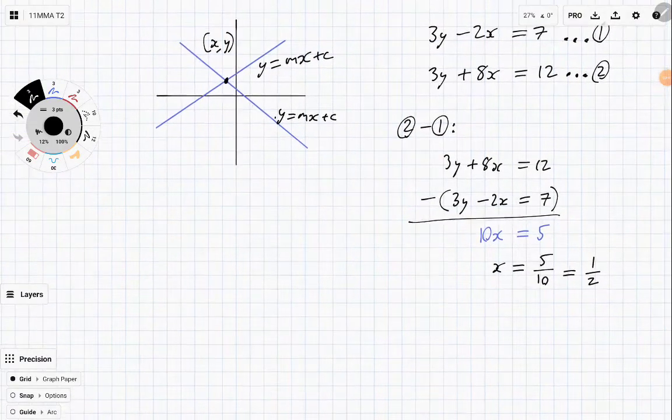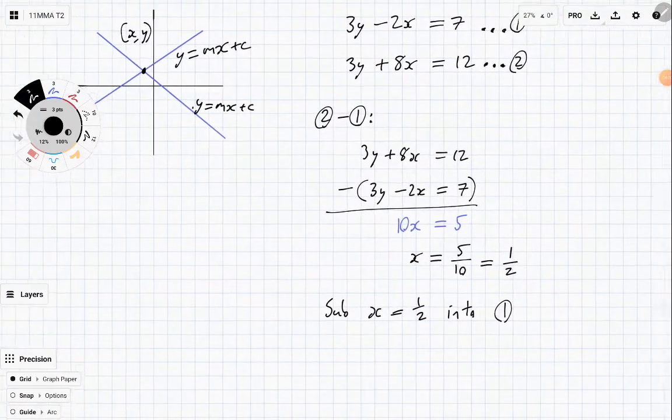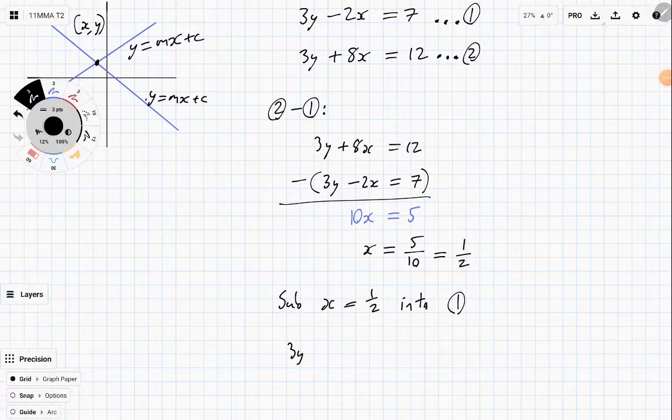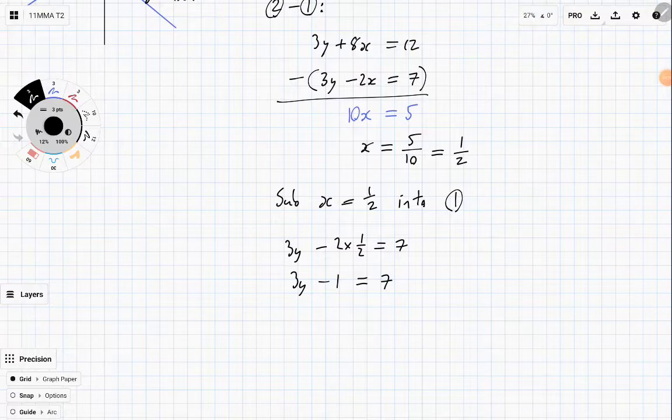So now that I've found x, I'm going to sub x equals a half into my favorite equation. I've got this equation and this equation, and I kind of like the look of equation 1. So let's sub it into 1. If I substitute it into 1, I get 3y minus 2 times a half equals 7. I get 3y, 2 times a half is just 1, minus 1 equals 7. Add 1 to both sides. I get 3y is equal to 8. Divide both sides by 3. I get y is equal to 8 on 3.